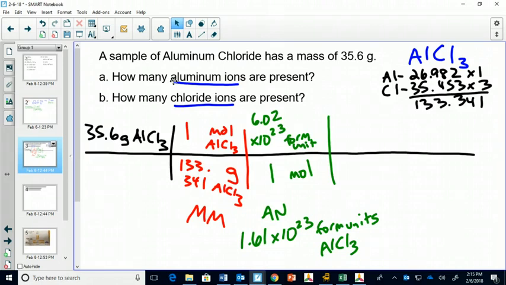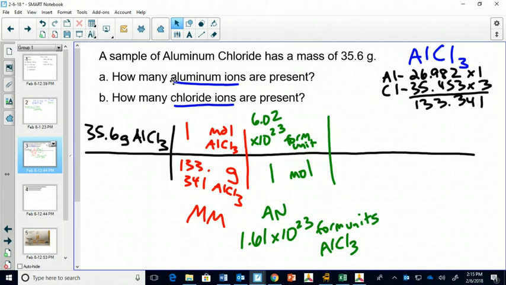How many aluminums does it take to make up this model? Just one, right? Just one aluminum. How many chlorines does it take? 3. So are you comfortable that if I had 4 of these models, we cool? How many aluminums do I have? 4. How many chlorines do I have? 12. 4 times 3. Are we cool?